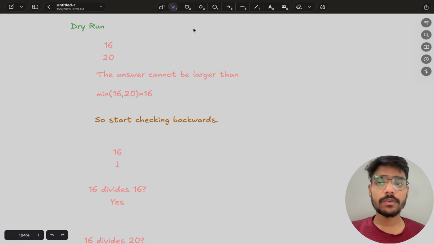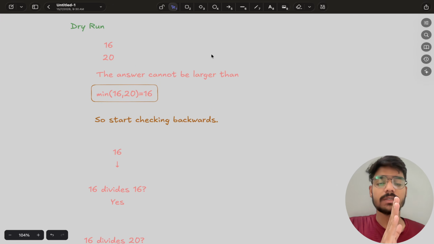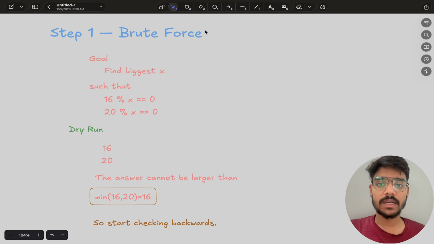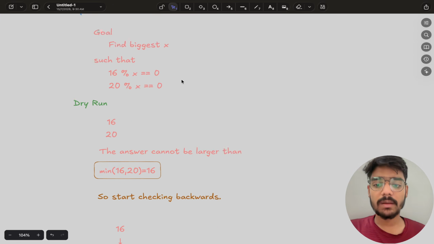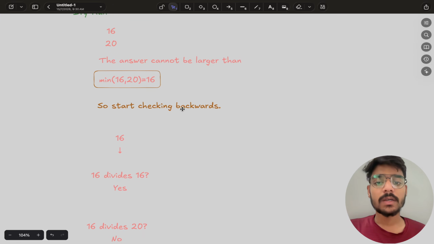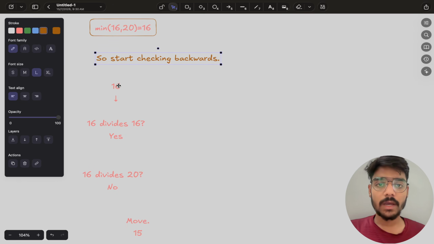Let me move directly to the dry run. We have two numbers, 16 and 20. The answer cannot be larger than these two. It will be at most the smaller of them, as we have seen in the common factors, so we take the minimum of the two. Then start checking downward, going from this minimum, 16, down.